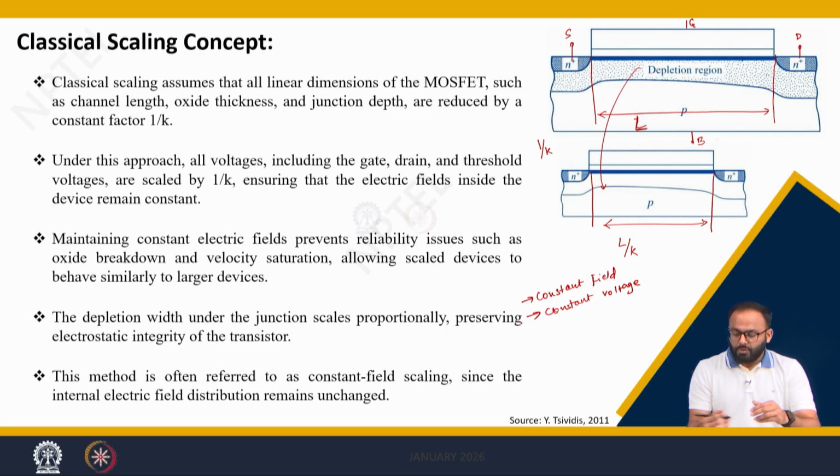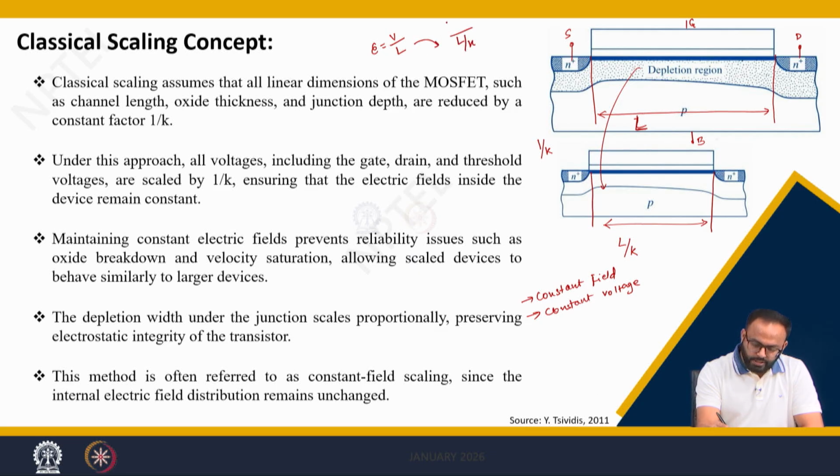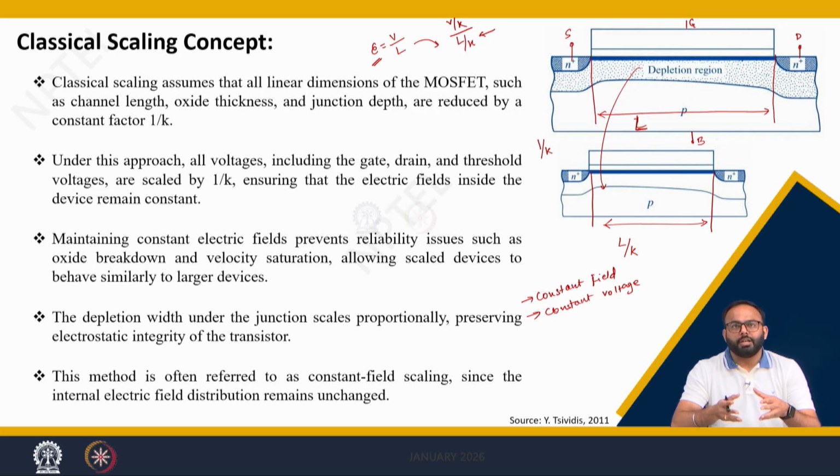Constant field scaling means that while scaling from long channel to short channel, the electric field in the device will be constant. It is not changed. And what is the electric field? The electric field is nothing but V by L, meaning if L is scaled by k, the voltage is scaled by k. Or the other way around, if the voltage is scaled in the new technology, then the dimensions will be scaled by the same factor such that the electric field will be constant. Maintaining a constant electric field prevents reliability issues such as oxide breakdown, velocity saturation, etc.